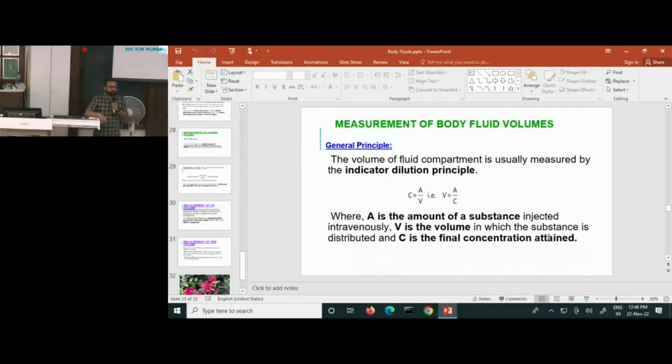Tell me, who is good at maths? Suppose I inject 10 grams of substance A in the blood. What is the plasma volume? Roughly, I don't know, because I have to check it. After 1 hour, I take the concentration of the substance from the plasma. How much did we inject? 10 grams. Suppose its concentration is 0.1 gram per liter. Now tell me, what is the volume of plasma?